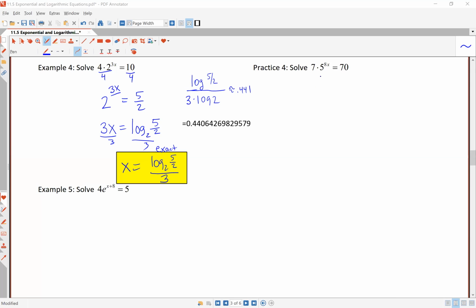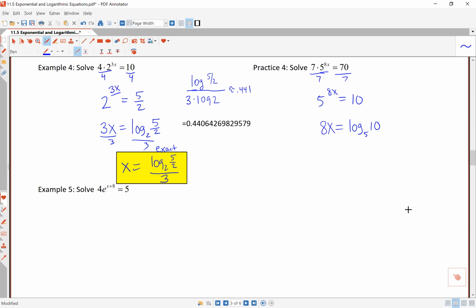Before we convert to log form, we have to see what the exponent form is. 5 to the 8x times 7, we need to get rid of that times 7. So we have 5 to the 8x equals 70 divided by 7, which is 10. Now we see the exponent and the base. The exponent 8x, the base of 5 in order to get 10.